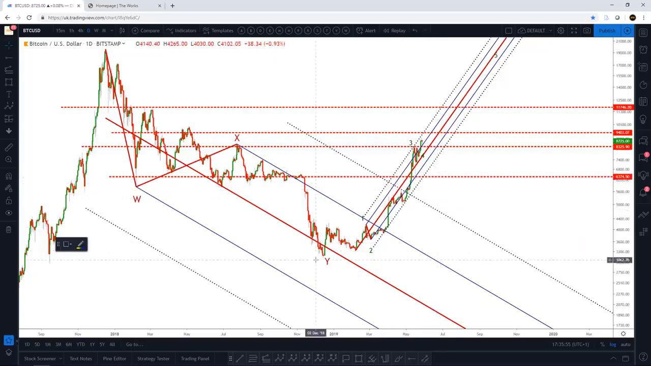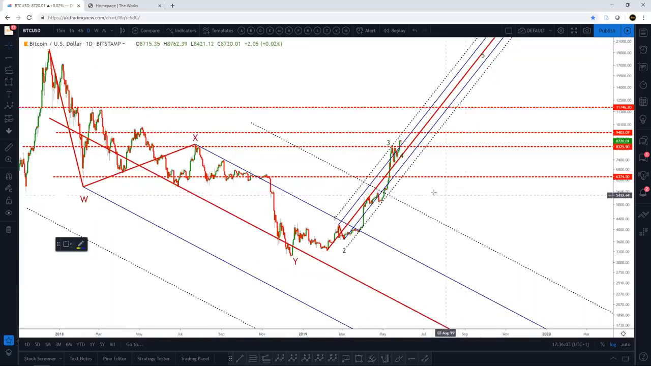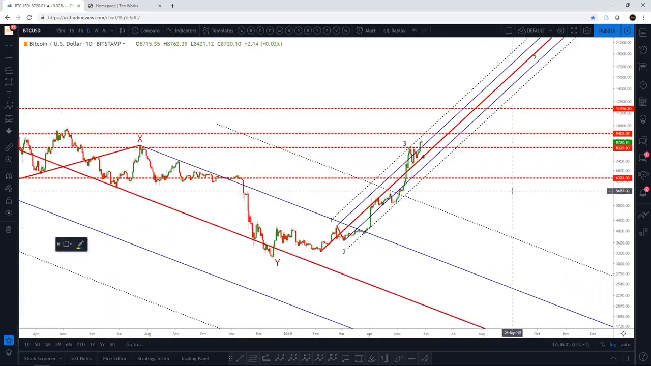So yeah, let's talk a little bit about the wave count in this price action here and where we can expect to see a pullback. First of all, it looks like we've got an impulse here and corrective price action here. And then we've seen this move up. So the way I've got it is this is a wave 1, this is wave 2, and then we're in wave 3 right now. So this is the point I want to address.